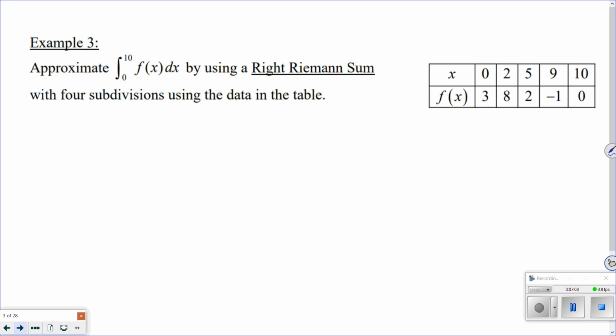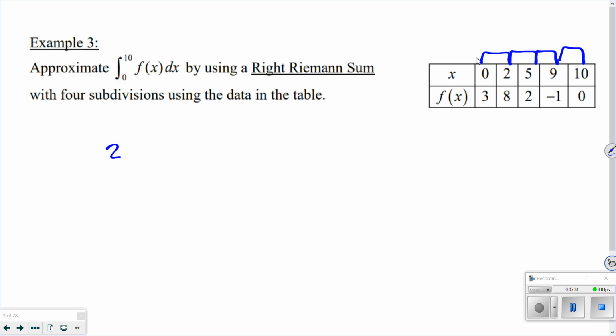So what I'm going to do is my first subdivision, because these are the numbers I have, I'm going to go from 0 to 2, and then from 2 to 5, and then 5 to 9, and then from 9 to 10. Those are going to be my 4 subdivisions. So in this case, I can't use my shortcut because the width is different in each one. So that first rectangle, I'm going from 0 to 2. So the width of the rectangle would be 2.